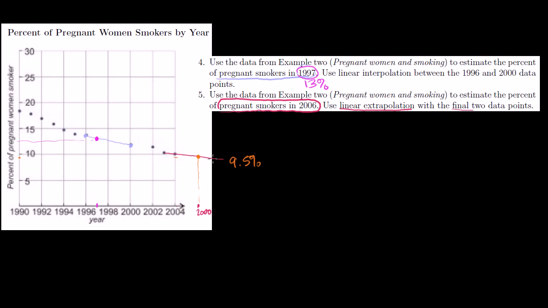In 2006 it would be around 9.5%. Now, that's not the only prediction you could make. You could extrapolate based on all of the data and get a line that looks something like that, and this line would predict a lower smoking rate. So it depends on what data you use to do your linear model with, and how you're extrapolating it. But anyway, hopefully you found this useful.